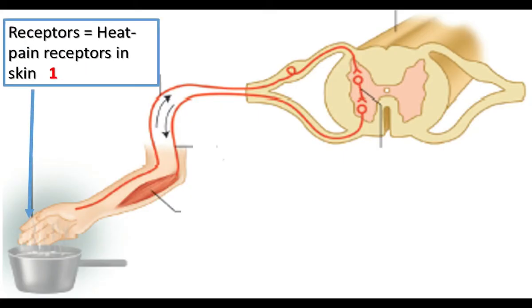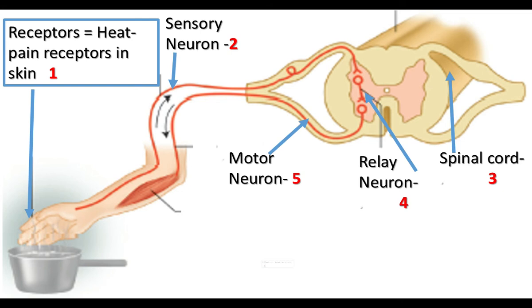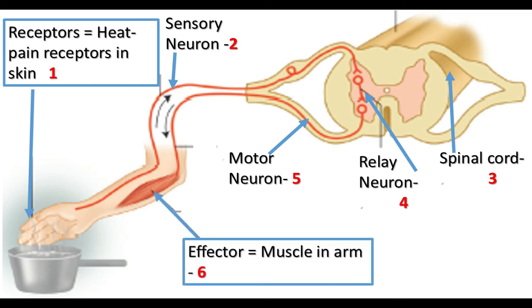Heat receptors or pain receptors of the skin send the sensory information through sensory neuron. The sensory neuron carries information to the spinal cord. The spinal cord analyzes the information. It sends command through relay neuron or intermediate neuron. Then the command passes through motor neuron. Motor neuron carries information to the effector organ.